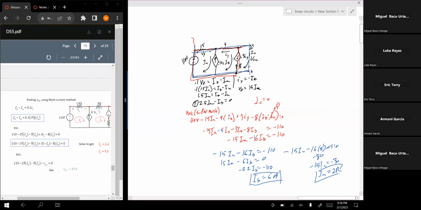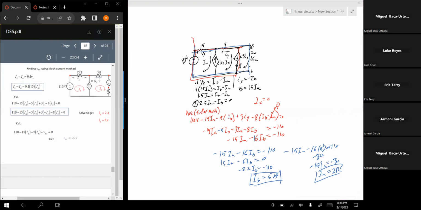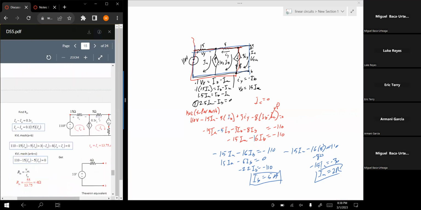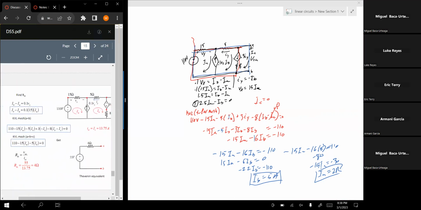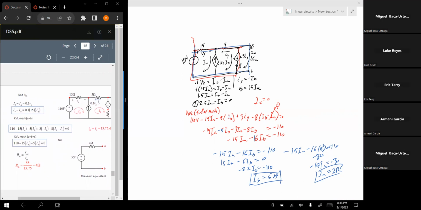It's the same thing. When you do that, you're going to have, like in this case, the minus 15 IA, minus 5 IB, minus VOC, and you're going to set that equal to 0. Then you're just going to plug in the values for IA and IB, set the equation in terms of open circuit voltage, and then that will give you your answer. To find our Thevenin, they do a short circuit, and then they keep doing mesh.